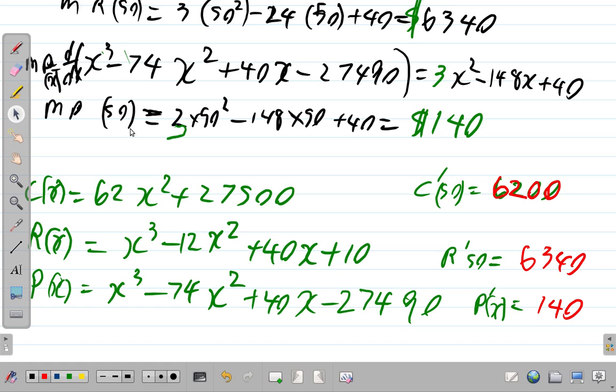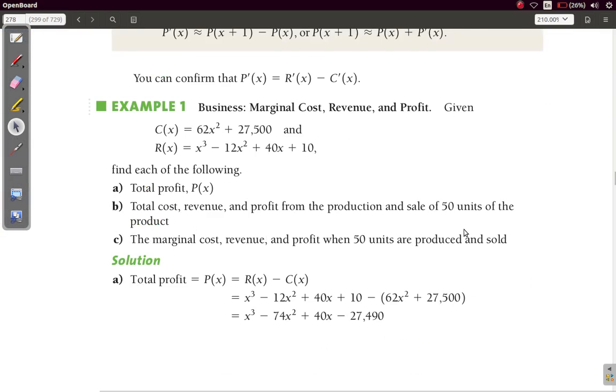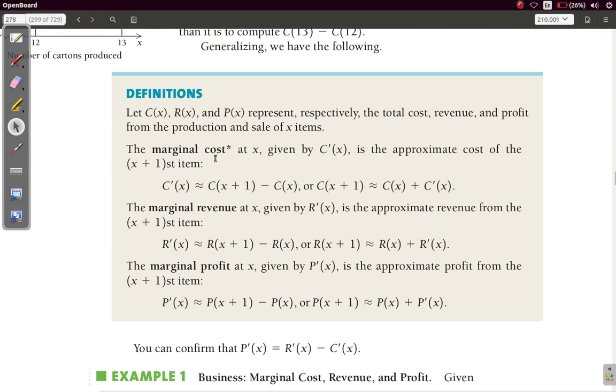We got that when we used the derivative of the function. Now remember, the marginal cost is the cost of the next item. The marginal cost at 50. Now, what would be the cost of the 51st item? Let's look at a few notes before.